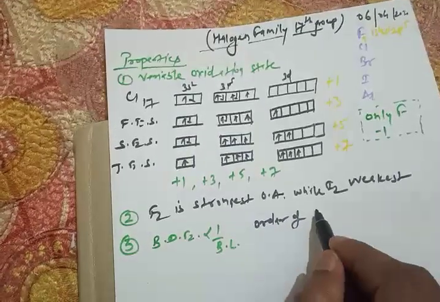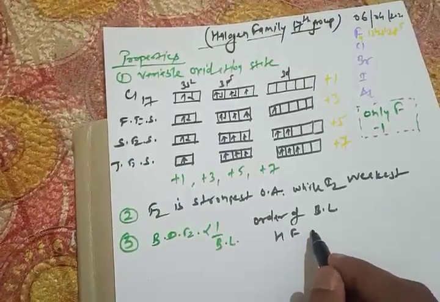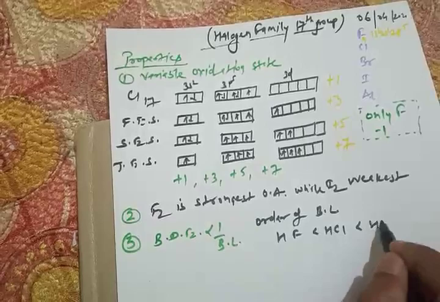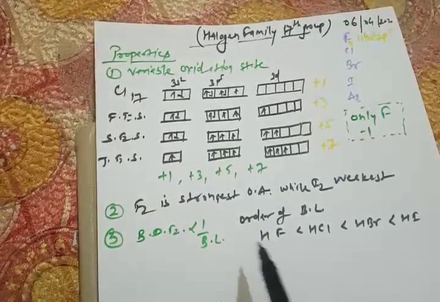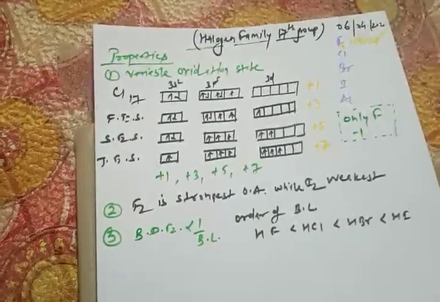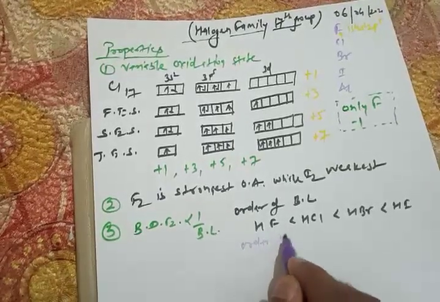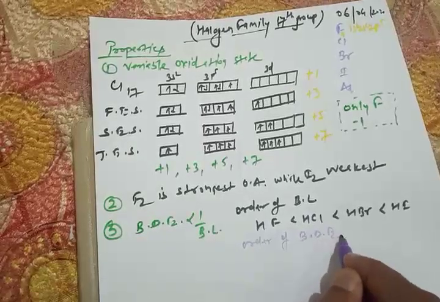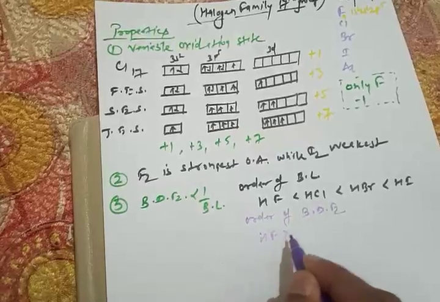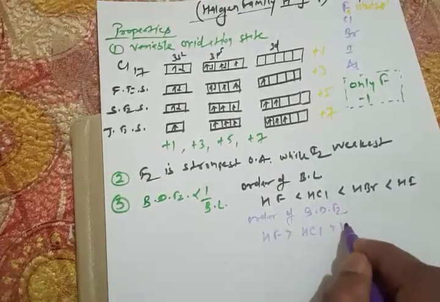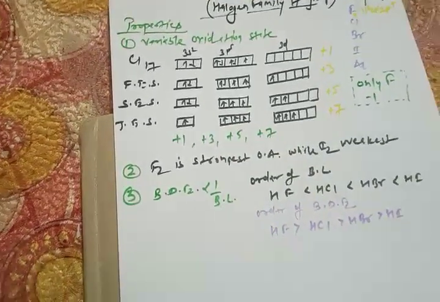So the order of bond length is HF, then HCl, then HBr, and then HI. So this is the order of bond length. And if the order of bond length is like this, what will happen with the bond dissociation energy? The order of bond dissociation energy will be reversed. So HF requires the highest bond dissociation energy, then HCl, then HBr, and then HI. So this is how they relate with each other.